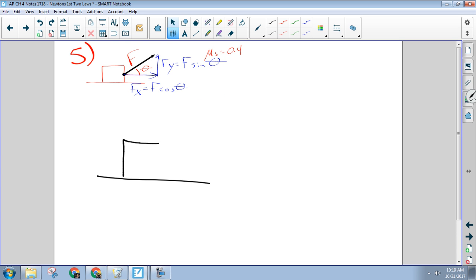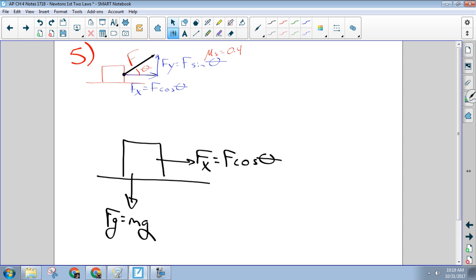So here we go. Here's the rough horizontal floor. Let's see, what forces are there? Every time you make a free body diagram, you should always begin with the force of gravity. Good? All right, and then my problem here tells me I've got two other forces. Fx is F times the cosine of theta, and Fy is F times the sine of theta.